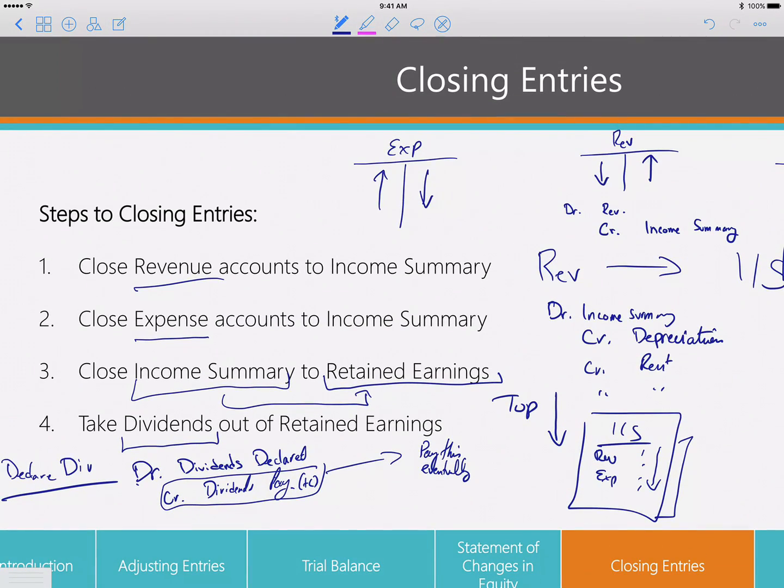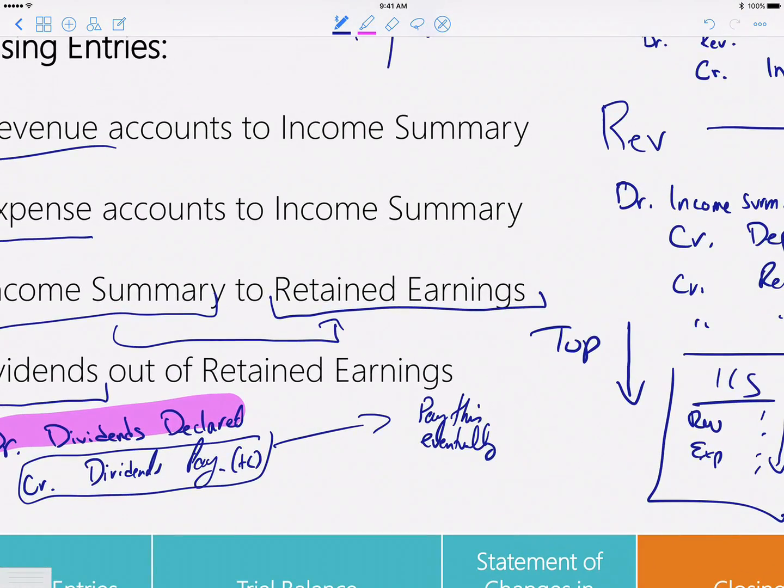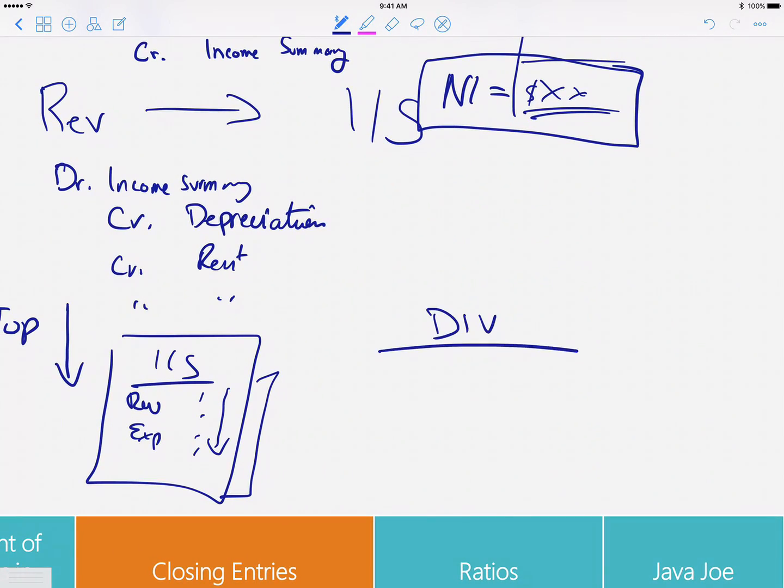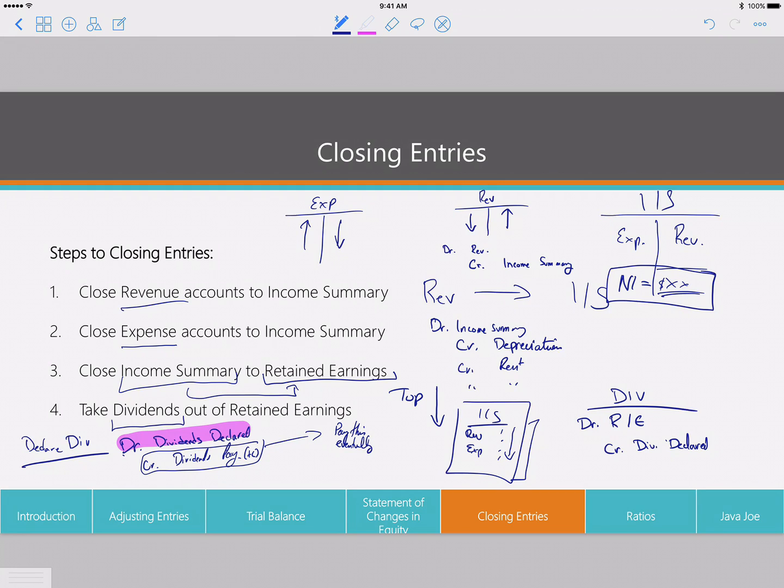But the dividends declared, this is what we're concerned about for our closing entries. So at the end of the year, we would debit retained earnings and we credit dividends declared. So we close out any dividends that were declared that year. So that is basically the 4 steps to do the closing entries. The first one, close revenue to income summary. Step 2, close your expense to income summary. Step 3, close income summary to retained earnings. And then step 4, you take your dividends out of retained earnings. So remember these 4 steps and you will be safe.